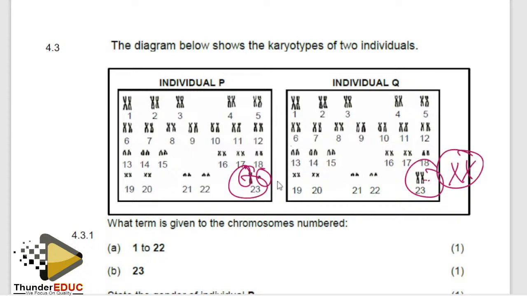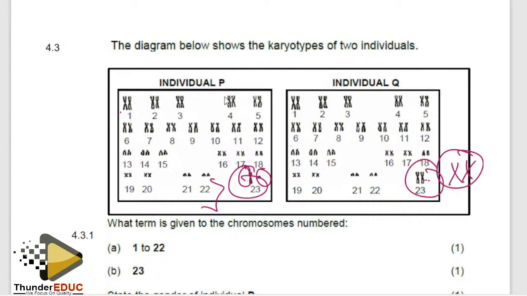But now, if they ask you to describe the karyotype, it is made up of 46 chromosomes, which are arranged in pairs. From pair number 1 to pair number 22, we call them autosomes. The 23rd pair is called the gonosome. The gonosome has X and Y. If it is a male, it has X and Y. If it is a female, it has X and X. The X is longer than Y. So you describe what you see.